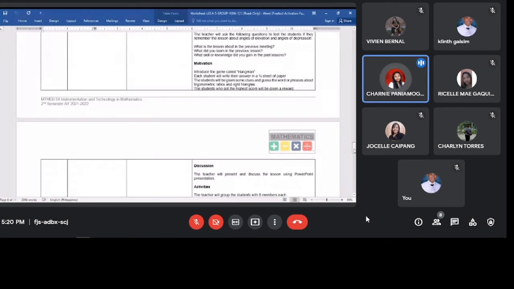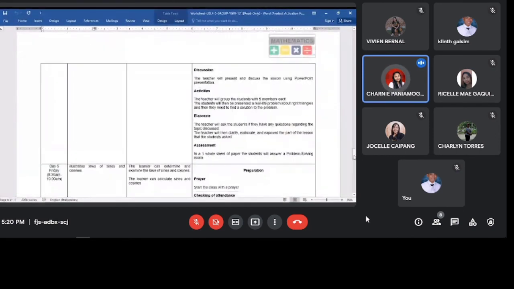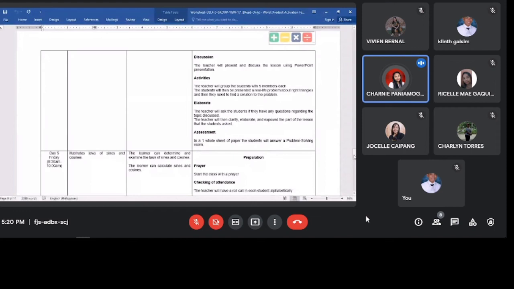For the discussion, the teacher will present and discuss the lesson using the PowerPoint presentation. And for the activities, the teacher will group the students with 5 members each. Then the students will present a real-life problem about right triangles, and they need to find a solution to the problem. For further elaboration, the teacher will ask the students if they have any questions regarding the topic discussed. The teacher will then clarify, elaborate, and expound the part of the lesson that the students asked.